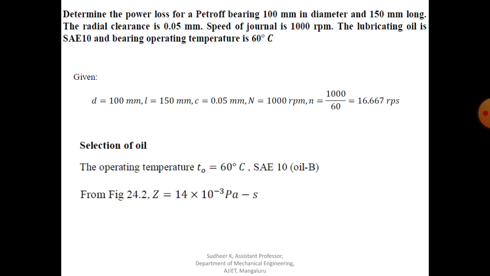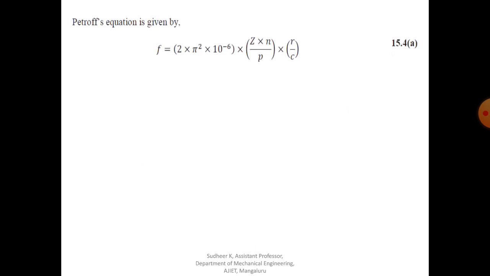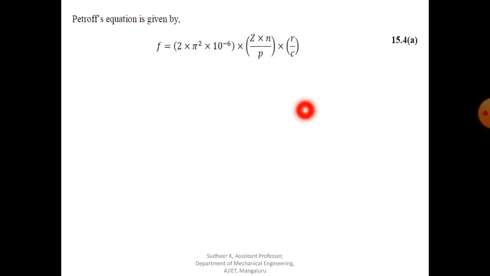From that figure, the temperature viscosity relationship, you will get the value Z, that is 14 into 10 to the power minus 3 Pascal second. That value you have to use in the Petrov equation. The Petrov equation is given by equation 15.4a in the Mahadevan data book. You can use the Lingaya data book as well, but the notation and the equation form will be different, though the final answer will be the same.